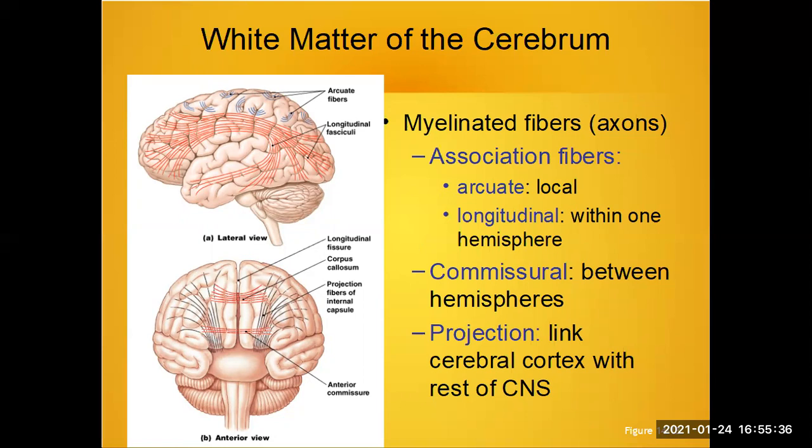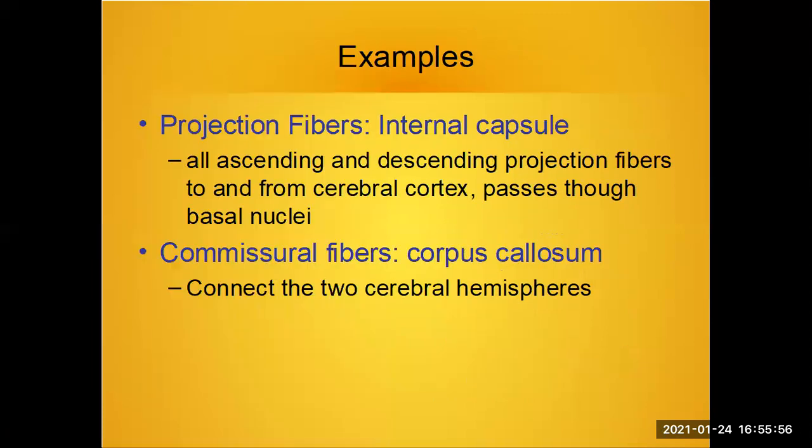Myelinated fibers: association fibers, arcuate, local, and longitudinal, within one hemisphere. Commissural fibers we have between hemispheres, and projection fibers link the cerebral cortex with the rest of the central nervous system. Projection fibers, internal capsule. All ascending and descending projection fibers to and from the cerebral cortex pass through the basal nuclei.